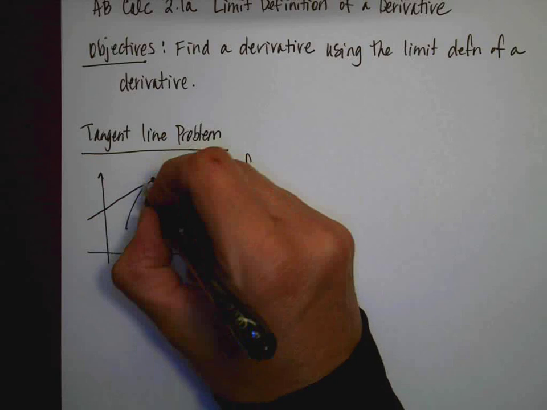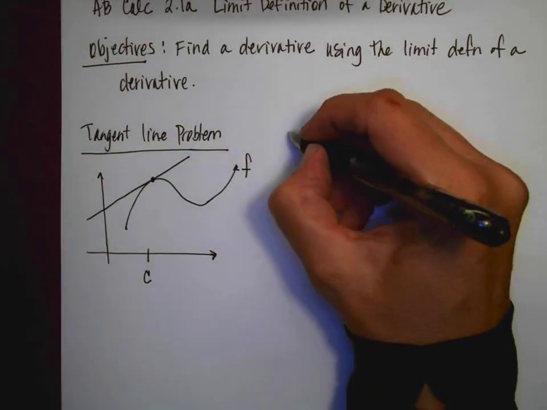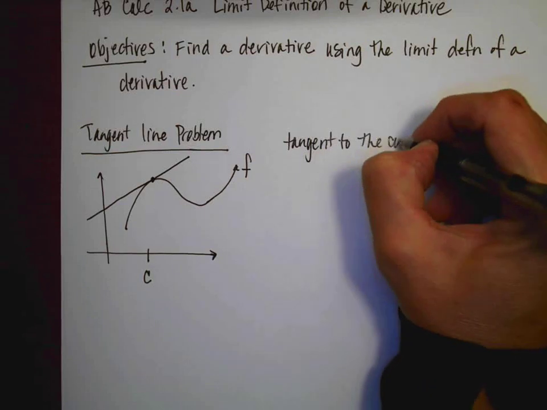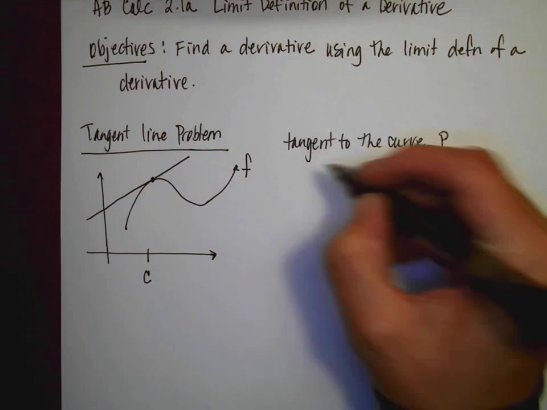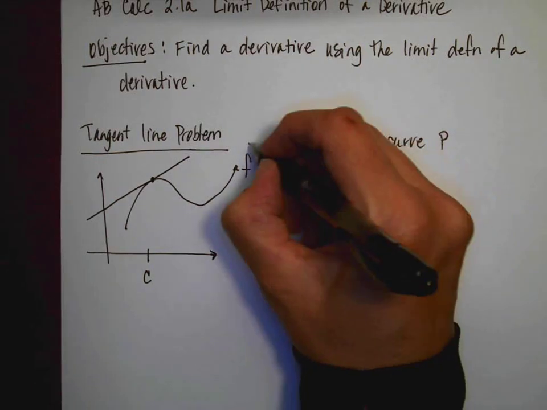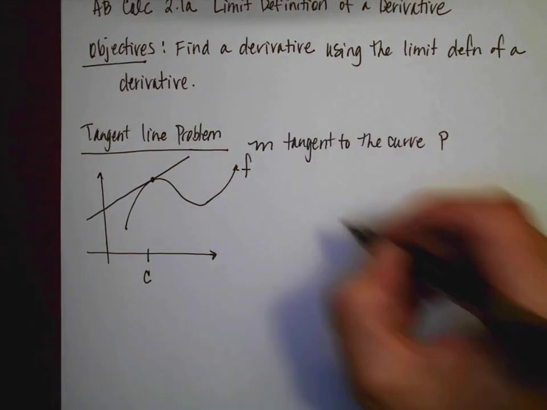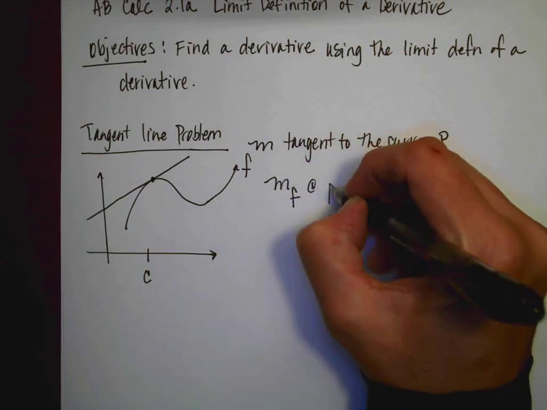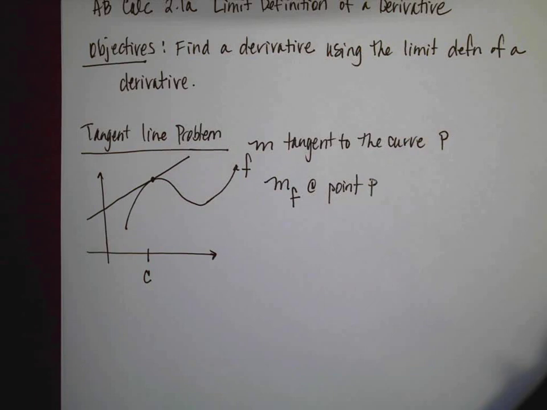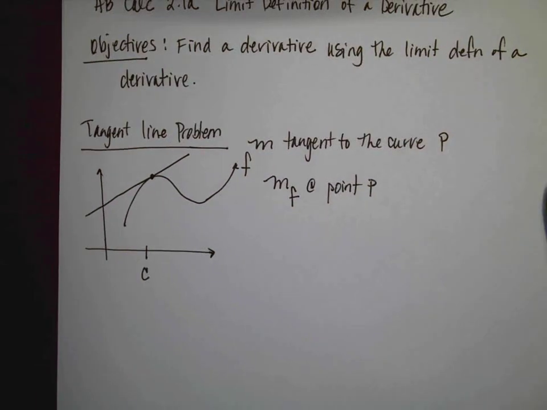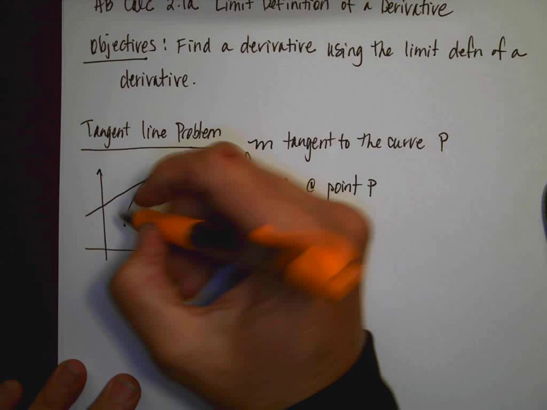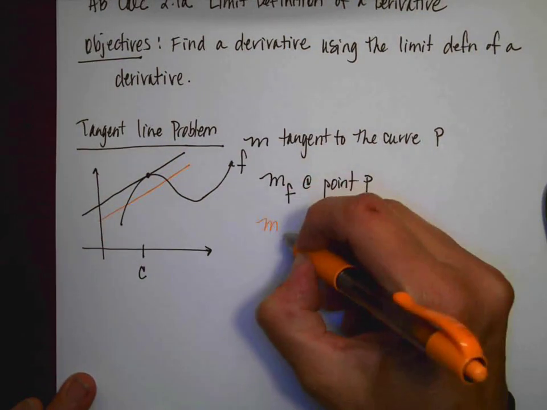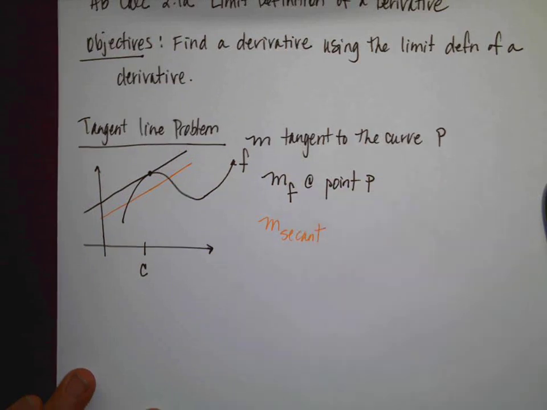If you'll remember, we talked about the tangent to the curve at point P. The slope of the tangent can approximate the slope of the function at point P. And we talked about a secant line that can run through. So we found the slope of a secant line.